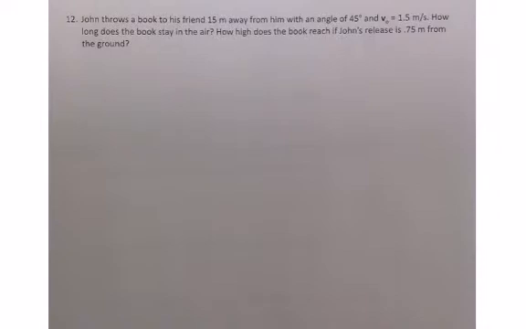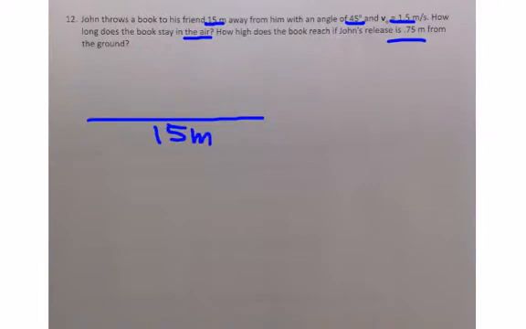All right, next question. John throws a book to his friend 15 meters away from him at an angle of 45 degrees with an initial velocity of 1.5 meters per second. How long does the book stay in the air? How high does the book reach if John's release is 0.75 meters from the ground? So we know, and we're assuming that he makes it, that he throws a book to his friend, who's 15 meters away.